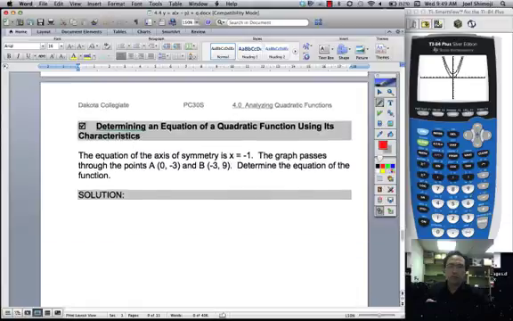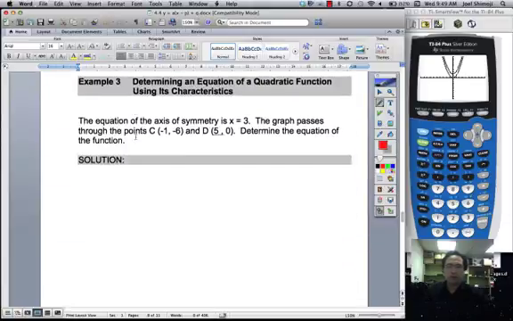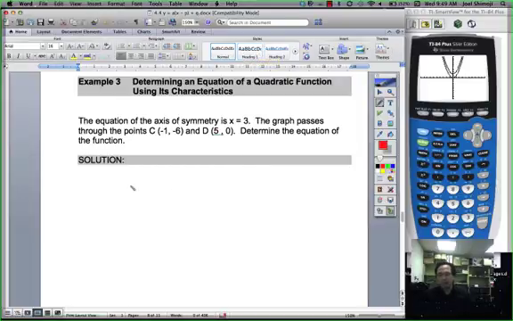Okay, we are moving on to example 3. Determining the equation of a quadratic through its characteristics. So here you have x equals 3. So we know the x value of the vertex is at 3, and we also have 2 points. So we're going to go through a process to figure out what the equation of this parabola is. So here we have one line, right? At least we can do this. Y is equal to a times x minus 3 squared plus q.